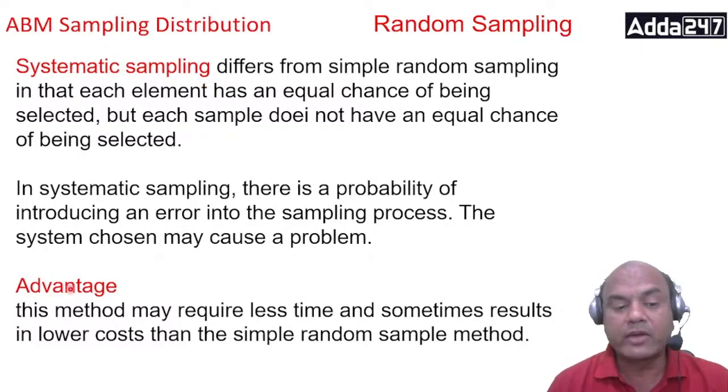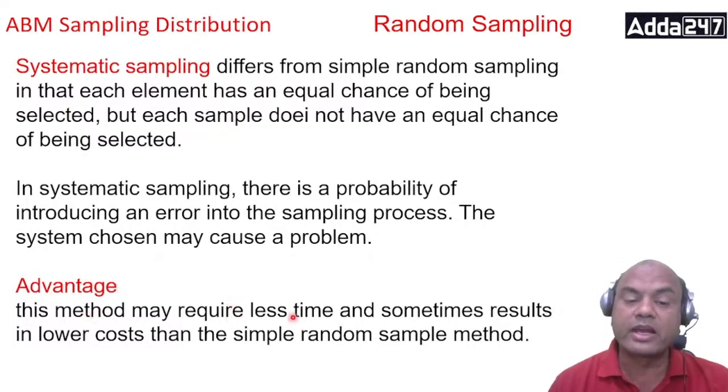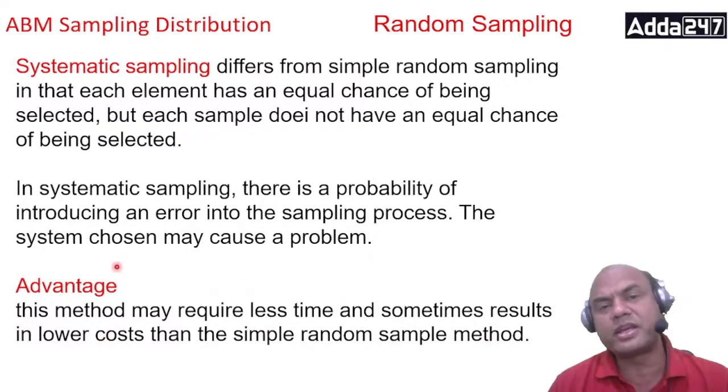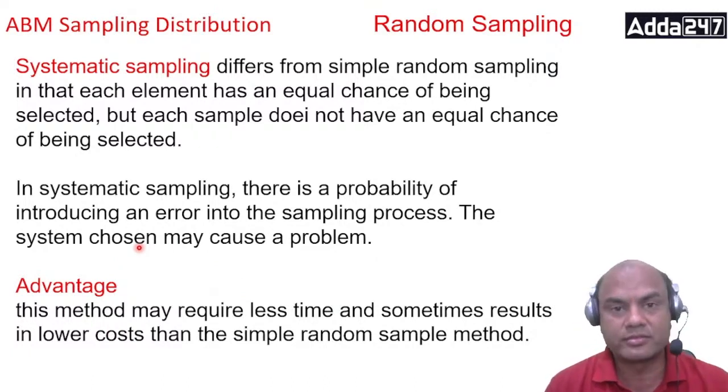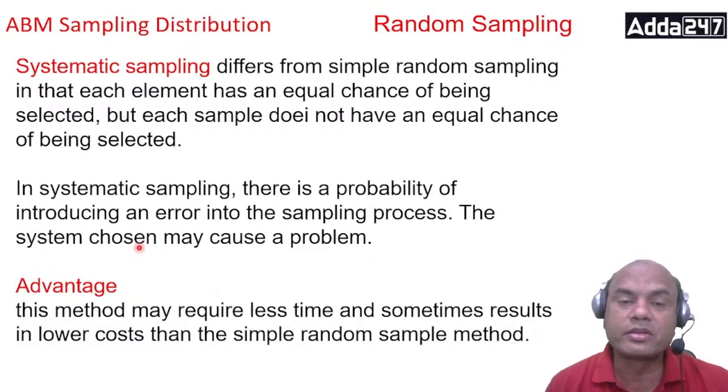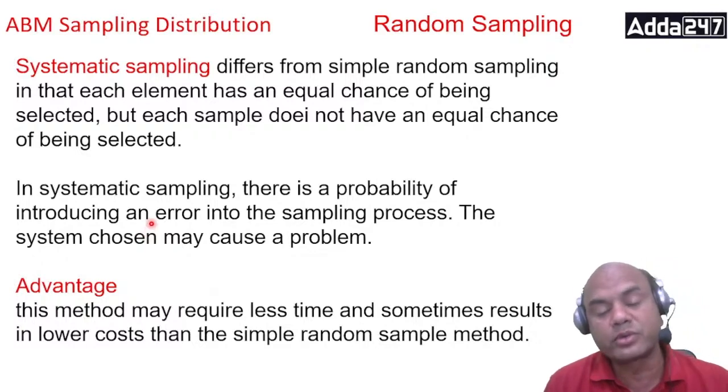Advantage: this method may require less time and sometimes results in lower cost than the simple random sample method. Because in systematic sampling, obviously we are not telling all 60 students to stand and selecting randomly. We are telling every 10th or every 5th. So it gives me a fair chance and it will be fast.